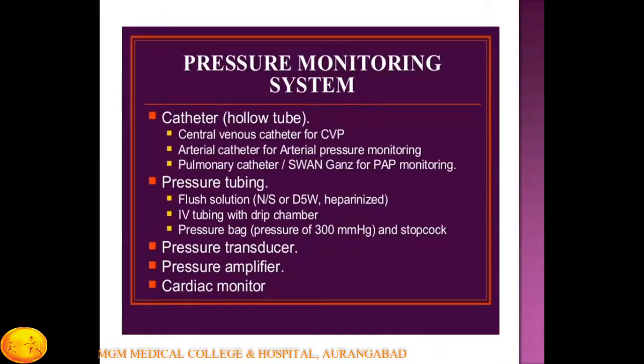For this we require some pressure tubings like flush solutions, IV tubings, and pressure bags to continuously flush this arterial system or venous system. If we don't flush, then the catheters we have put in our vessels get clots and complications can happen. So we need a continuous flush system. Then the pressure transducer, pressure amplifier, and a multipara cardiac monitor.